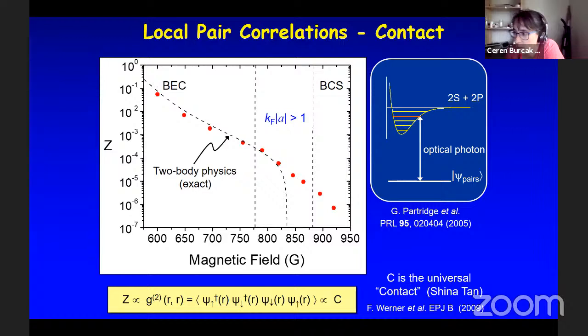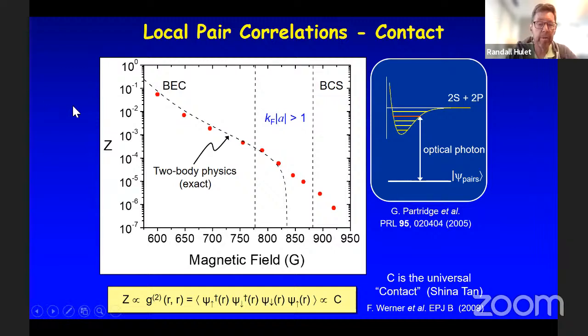I'm comparing with this exact dashed line, basically. Yes. Oh, I see. I believe the red ones are experiments, right? Yes. Okay, yeah, thank you for asking that. I forgot to mention that.